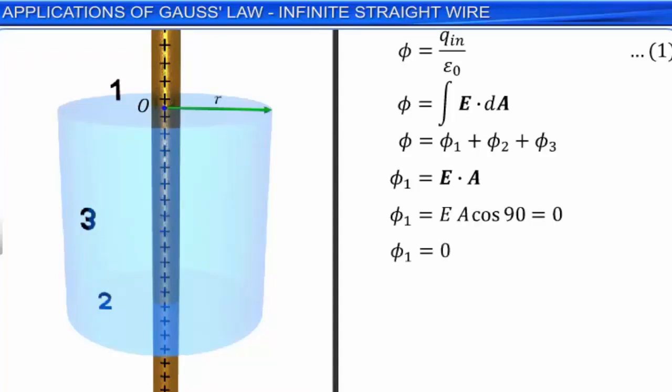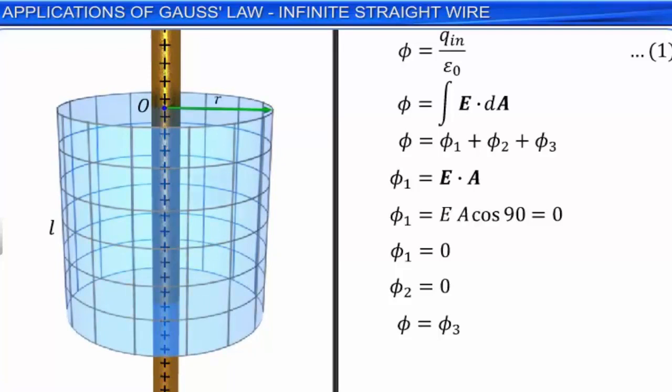Similarly, we see that the electric field is also perpendicular to surface 2, and hence flux phi 2 through this surface is also 0. Hence, the total electric flux phi is equal to the electric flux phi 3 through surface 3, which is the curved surface of the Gaussian cylinder. Let the surface 3 be assumed to be divided into infinitesimally small elements, each of area dA. There will be a net electric flux through this surface.